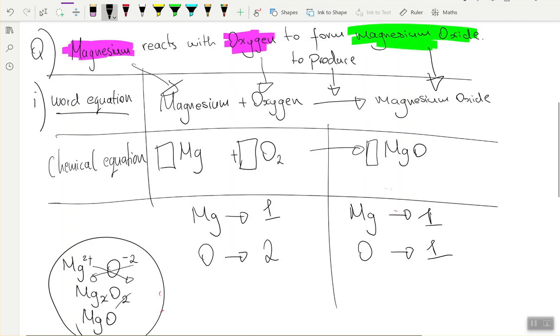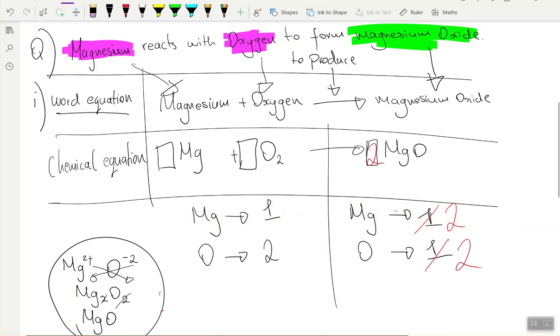So what I do to balance it, I always, the reason I put boxes there, and in your exam most likely you won't see boxes, you need to put 2 in front of the MgO to change that. So now that has changed to 2, the oxygen has also changed to 2. I have fixed my oxygen, but my magnesium now is off whack. That's a 1, that's a 2.